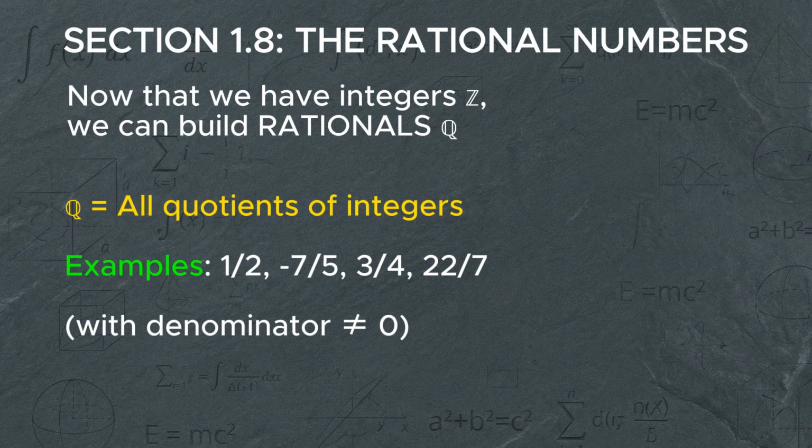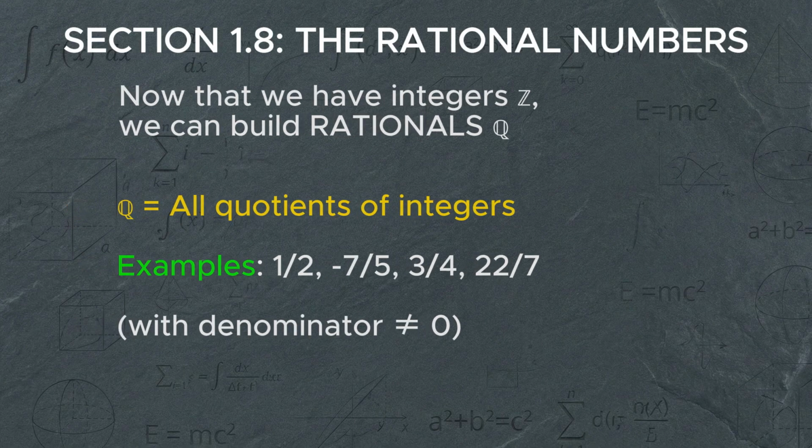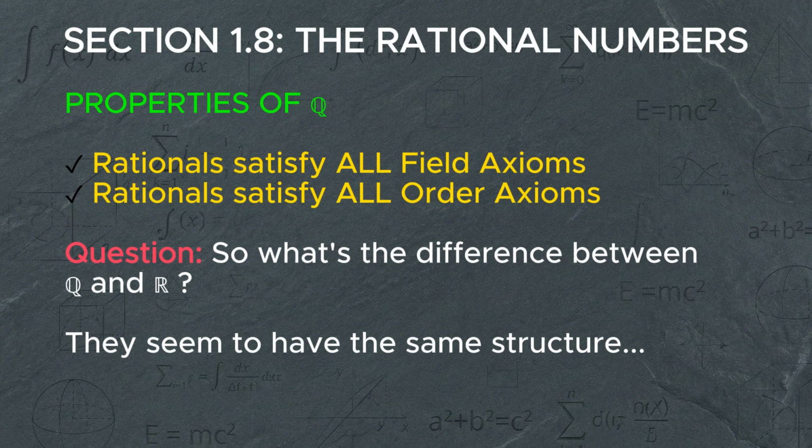Finally, in section 1.8, we use integers to build the rational numbers, denoted capital Q. The rationals are all quotients of integers. Things like 1/2, -7/5, 3/4, 22/7. Any fraction where the numerator and denominator are integers and the denominator is not 0. The rationals satisfy all the field axioms. They satisfy all the order axioms.